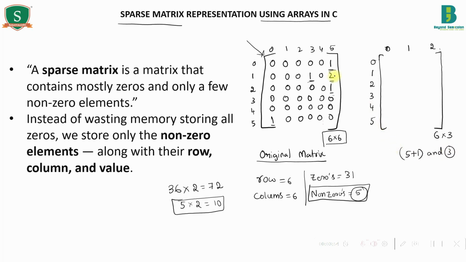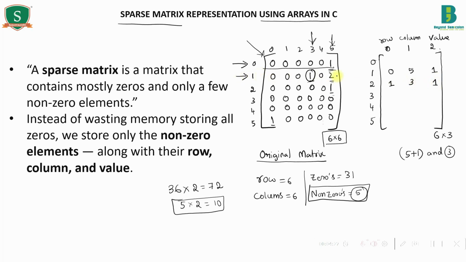Let us see how we arrange the values. In the 0th row, in the 5th column, we are having a value. So what we do, in the first row, we mention 0th row, 5th column, and the value. That means here column 0 represents row, column 1 represents column, and column 2 represents value. In the first row, 3rd column, we are having 1.